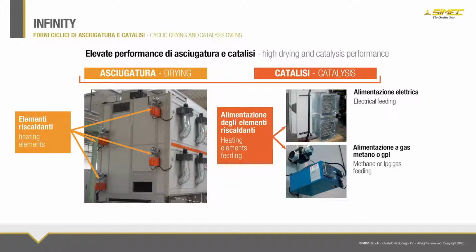The heating elements are located on the two sides of the structure, directly inside the chambers. The high-performance irradiation heaters have very quick starting and running times, making it possible to use the ovens even occasionally. Particular attention was given to the design of the ventilation system for the Infinity oven.